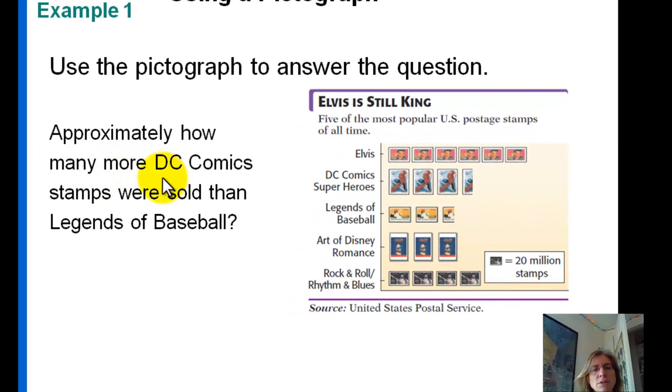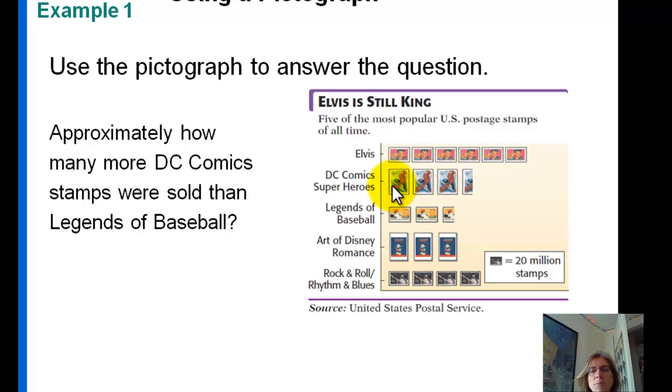Approximately how many more DC Comics stamps were sold than Legends of Baseball? So each little square represents 20 million stamps. So 20 million plus 20 million is 40 million, plus half of 20 million, which is 10 million. So this is 50 million Legends of Baseball sold.